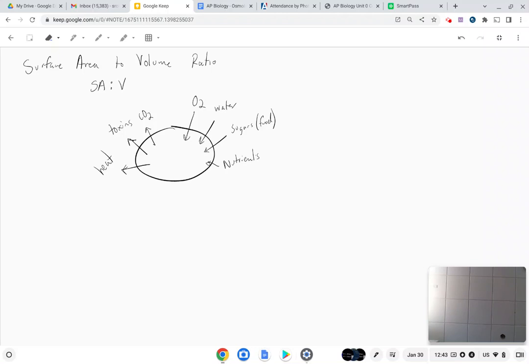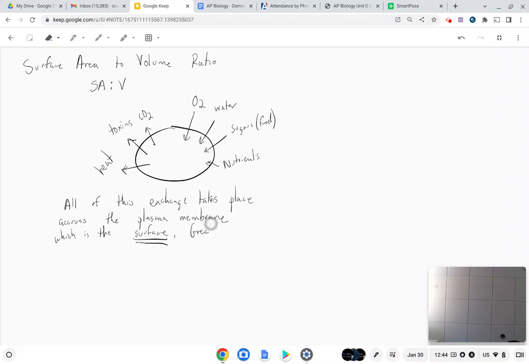Okay, so all of this exchange takes place across the plasma membrane, right? The only way for something to go in is to cross the plasma membrane. The only way for it to get out is to cross the plasma membrane. And by the way, all of this exchange takes place across the plasma membrane, which is the surface, right? So this is where the surface area comes into play.